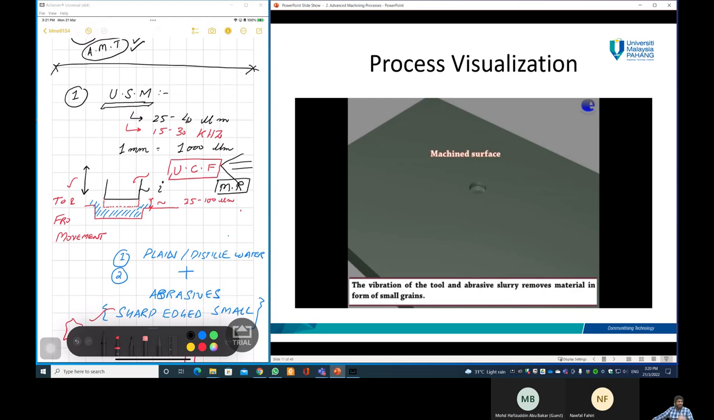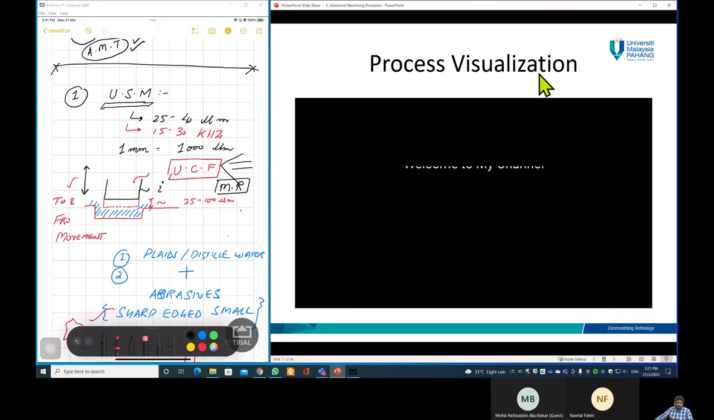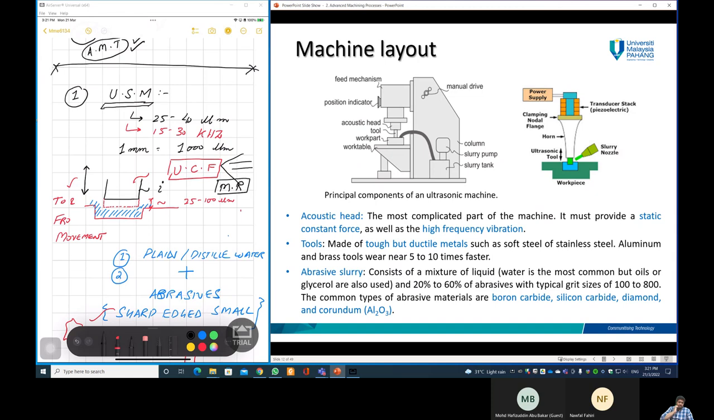So, this was just a simple process. The only thing unique is that we have got an ultrasonic tool, which vibrates so high that it creates an impinging force onto the workpiece, and that helps us in the removal of material. As the video described, we have got different parts of ultrasonic machining. Number one is the acoustic head. This is the most complicated part of the machine, and it provides a static constant force as well as high frequency vibration in the form of amplitude of 25 to 40 micrometer.